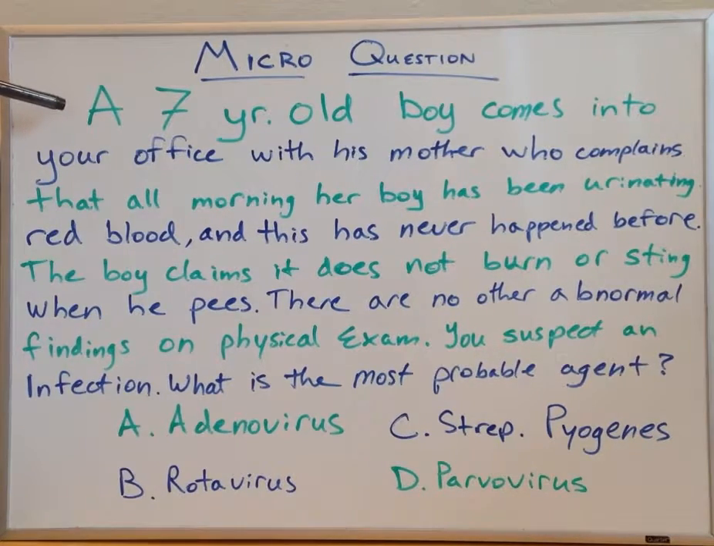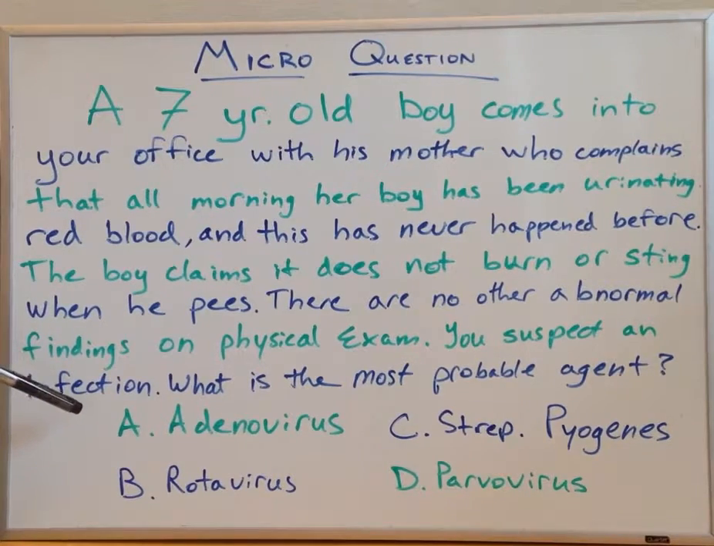A 7-year-old boy comes into your office with his mother, who complains that all morning her boy has been urinating red blood, and this has never happened before. The boy claims it does not burn or sting when he pees. There are no other abnormal findings on physical exam. You suspect an infection. What is the most probable agent?